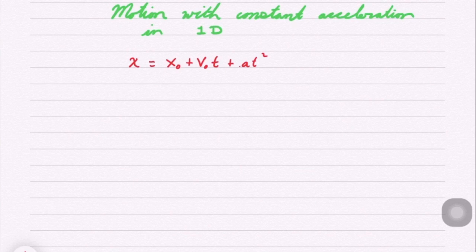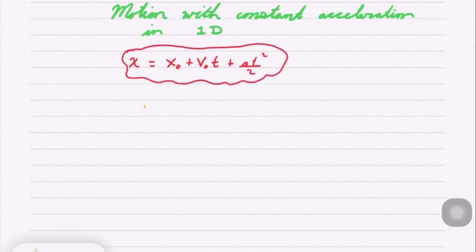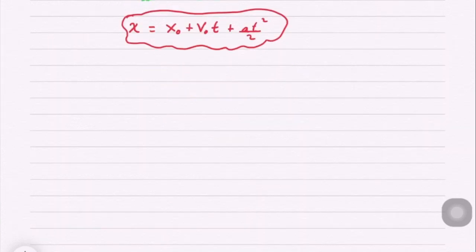When we deal with motions that have constant accelerations, the equation that we often use in physics is x equals x sub naught plus v sub naught t plus 1/2 at squared. When we have an object that's moving from point A to point B at a constant acceleration and we're trying to find x, then we use the equation above.